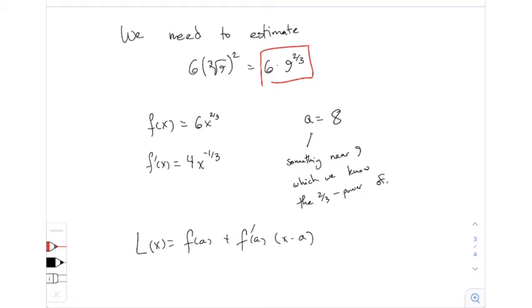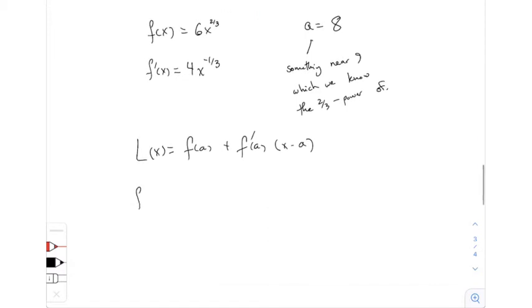Let's see if we can plug everything in then. So I need f of a. This would be 6 times 8 to the 2/3, right? Remember, a is 8, and I plug that into f here. So this means 6 times the cube root of 8, squared. The cube root of 8 is 2, so this is 6 times 2 squared. This is 6 times 4, which is 24. So eventually, when I plug that into my formula, that value is 24. And we just have to work everything else out too. So that's what f of a is going to be.